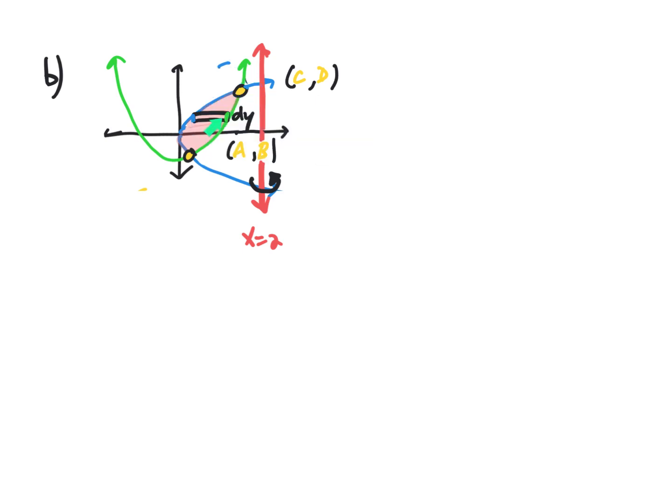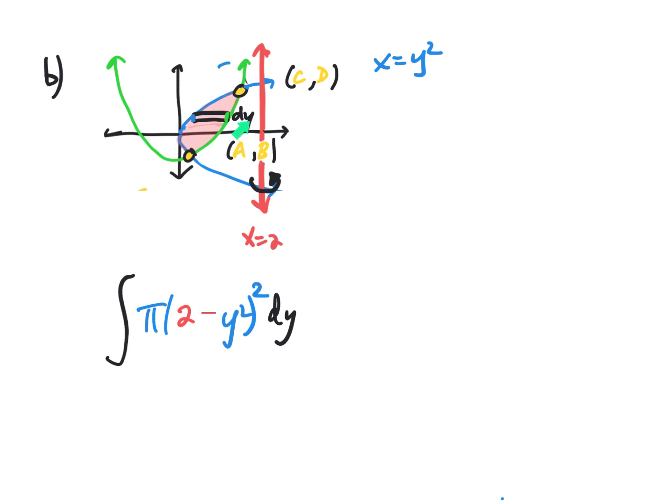So the volume of that big disk is based on the distance from the red line to the blue line, which is the x value of 2 minus the x value of y squared. So there's the big radius, so pi radius squared times the height is the volume of the disk, and we'll do that for the entire region. Remember, these are dy's, so as y goes from B to D.